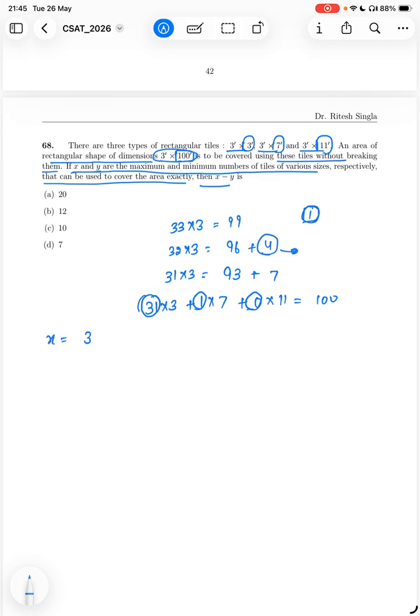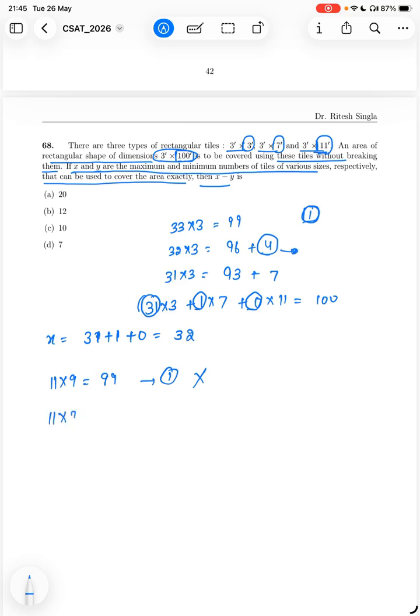So x is 31 plus 1 plus 0, which is 32. Now we want to find the minimum number of tiles required. So what we will do, we will try to cover as much area as possible using the tile of length 11. So the best one is 11 into 9, which is 99, but you will be left with 1. You do not have a tile of size 1.